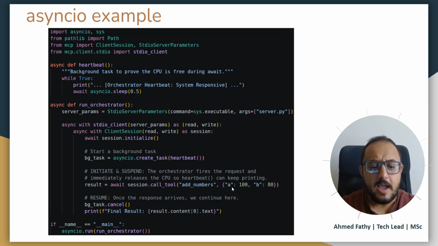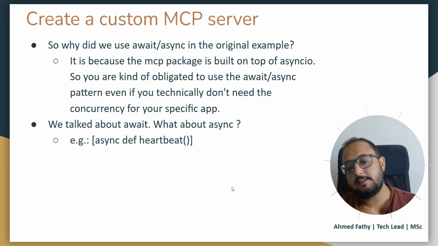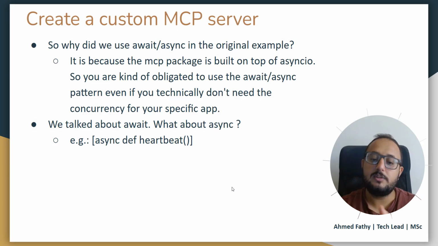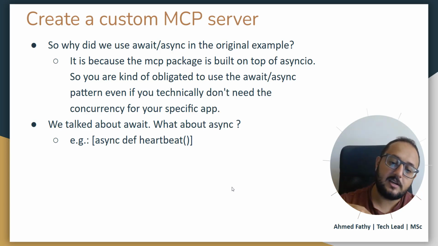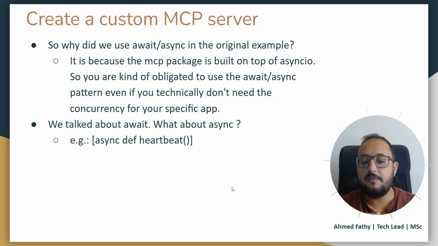Okay. So this is roughly one way where you can create two different jobs. We'll talk about this later as well. So why did we use await async in the original example? It is because the MCP package is built on top of asyncio, so you are kind of obligated to use the await async pattern, even if you technically don't need that concurrency for this specific very simple example.